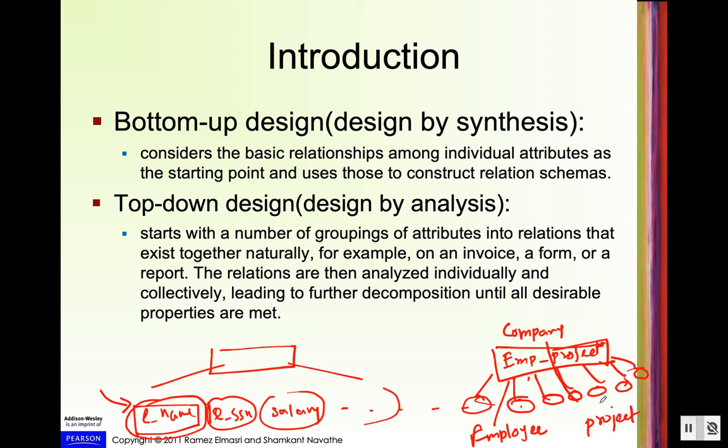So the top down approach is simply: it will start with a number of grouping attributes into one relation, or maybe a couple of relations that exist together naturally. Then we are going to do some analysis on those designs, individually or collectively. Then we are going to decide whether we need further decomposition until we find all desirable properties are met.